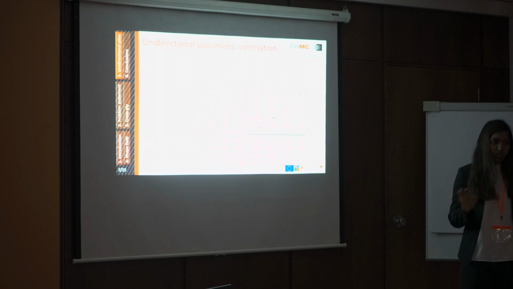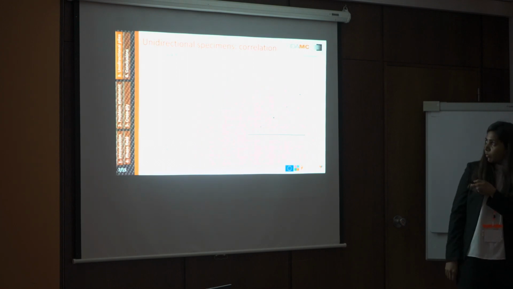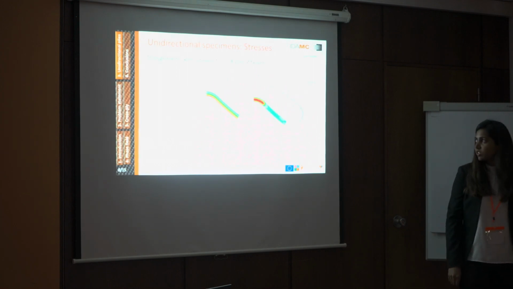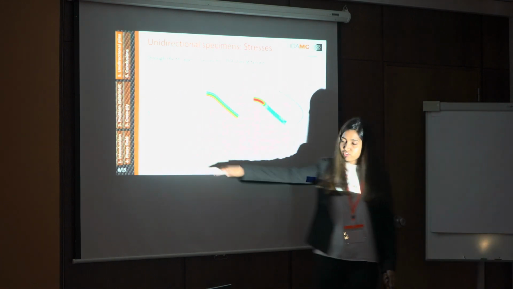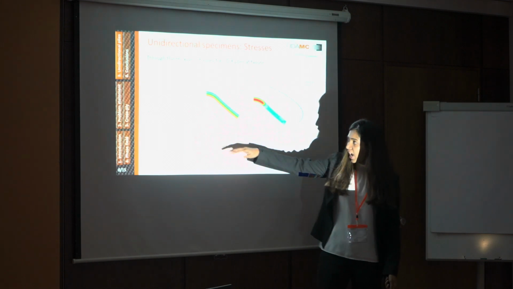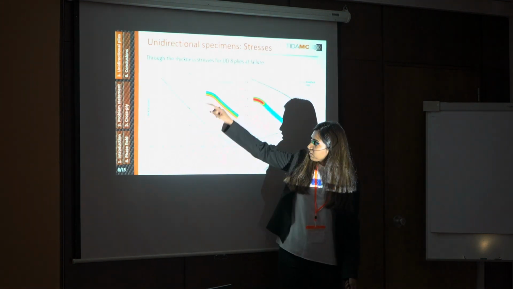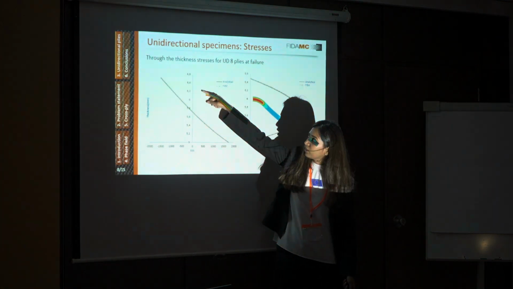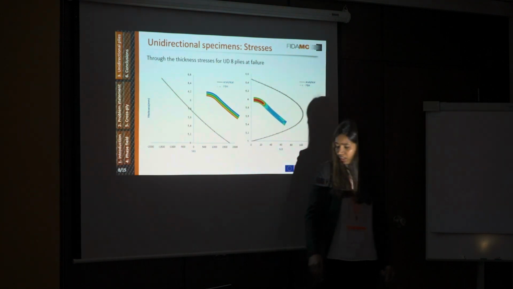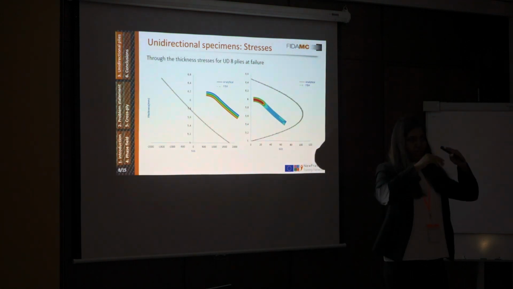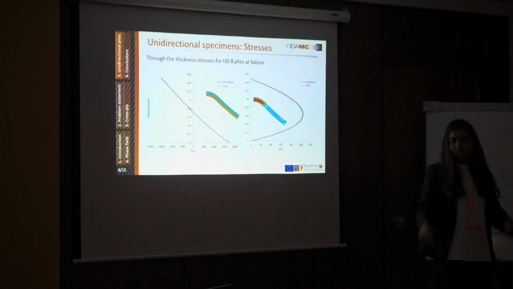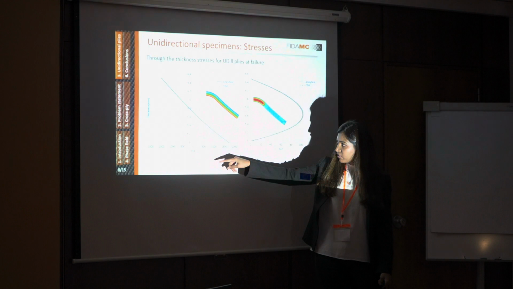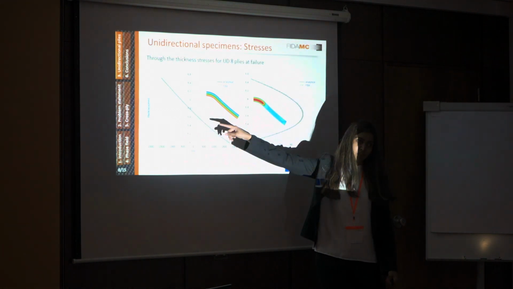So this is the unidirectional specimens. Before moving on to cross-ply specimens, I want to explain the stress distributions. Here we have circumferential stresses on the x-axis, and this is the thickness. Here 5 represents the inner radii and 6.4 represents the outer radii. So when we apply the opening bending moment, the inner radii is subjected to tractions and the outer is subjected to compressions. That's why we have the circumferential stresses varying from positive to negative value.